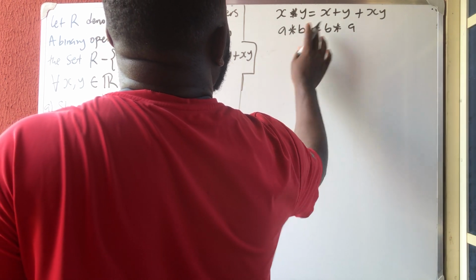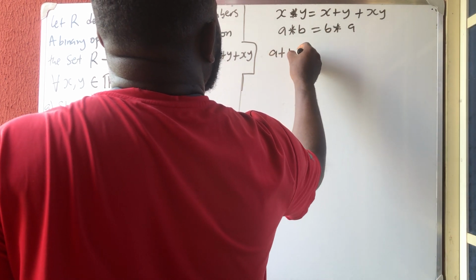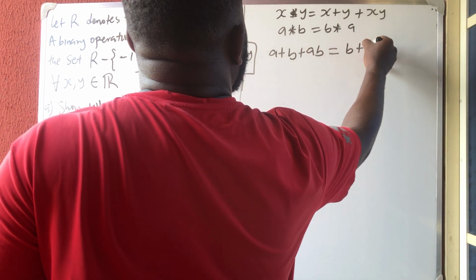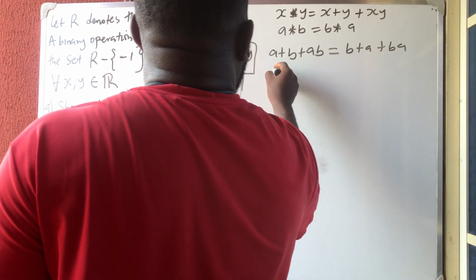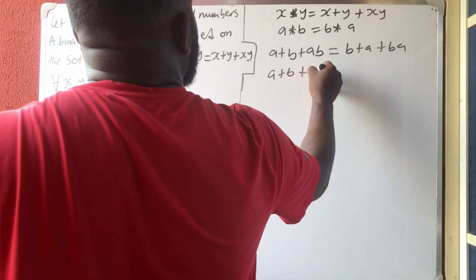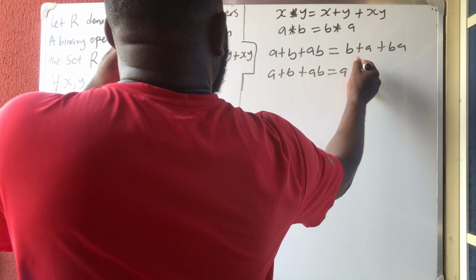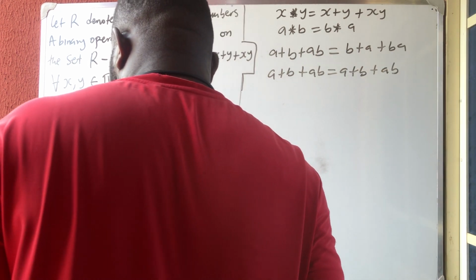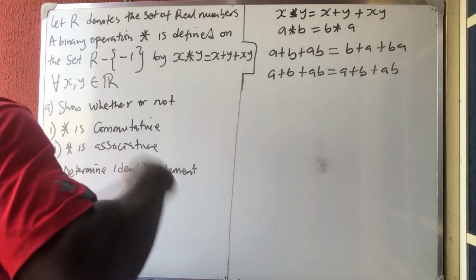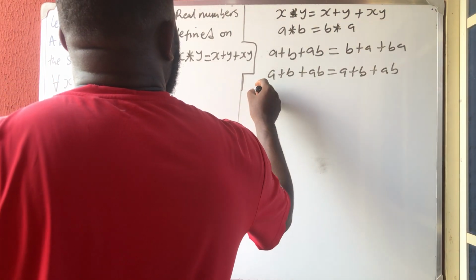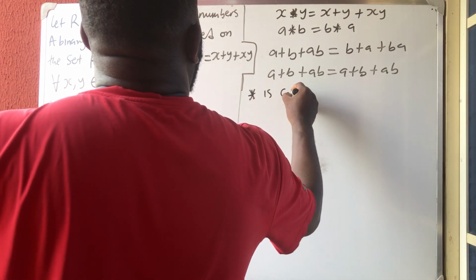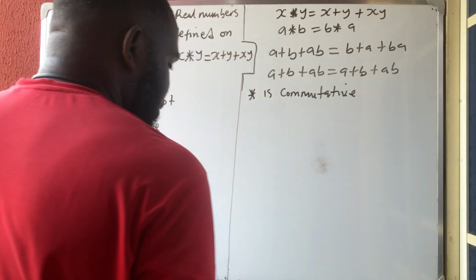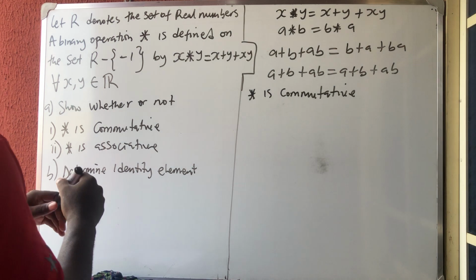a star b is what? a plus b plus ab. Is it the same thing as saying b plus a plus ba? Yes, they are the same thing. a plus b plus ab is the same thing as this, and this can come first. Yes, so therefore star is commutative. Okay, commutativity holds. So the next one is associative.